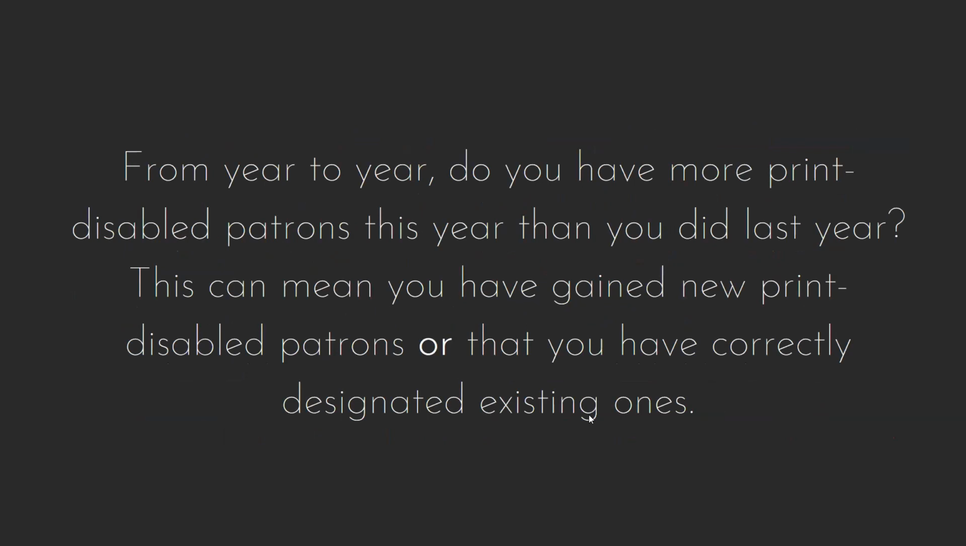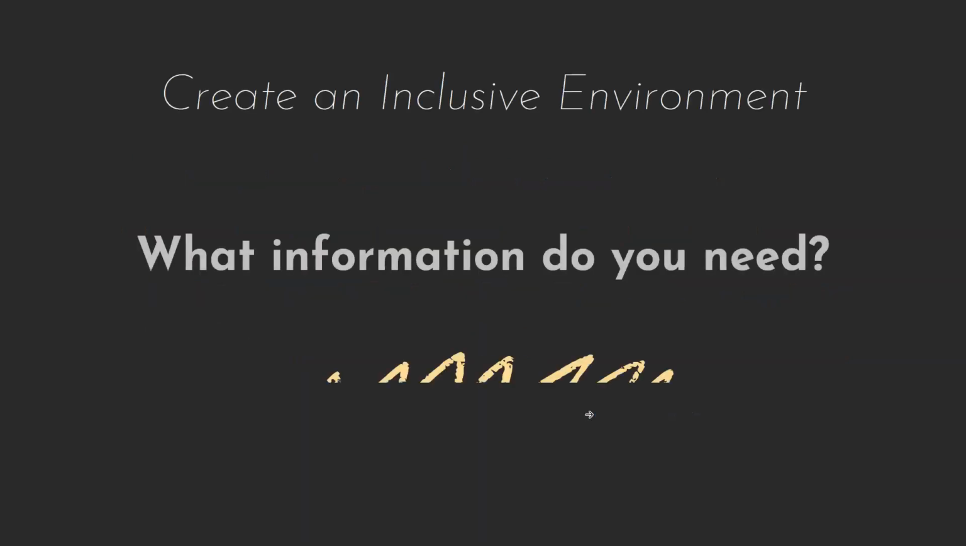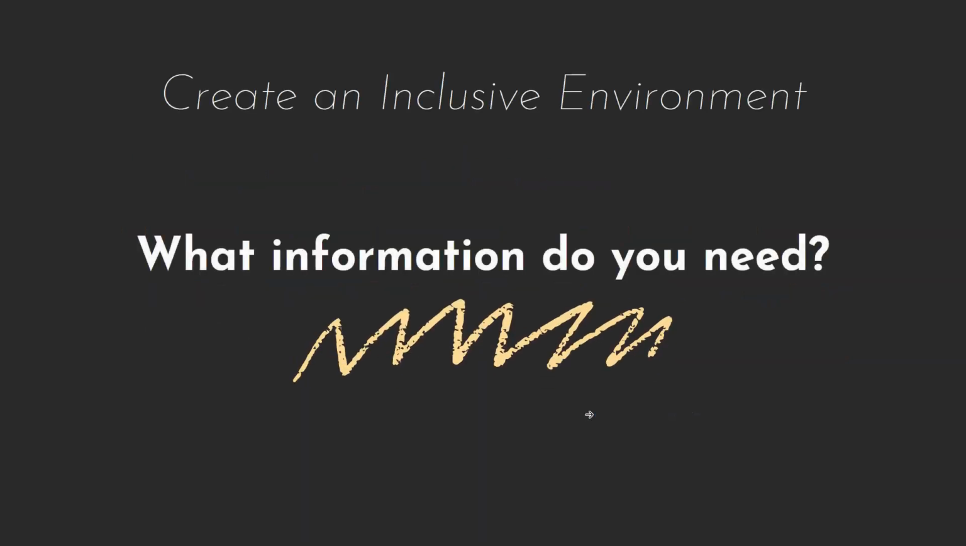So from year to year, if you're measuring your progress on this, are you getting more new print disabled patrons? So either you're attracting more new print disabled people into your library, or you're adding those into Polaris, which is still a win because it means you are now adding all of that accessibility to their already existing library accounts. And again, either one of those, I think, is a win when you're communicating to your community.